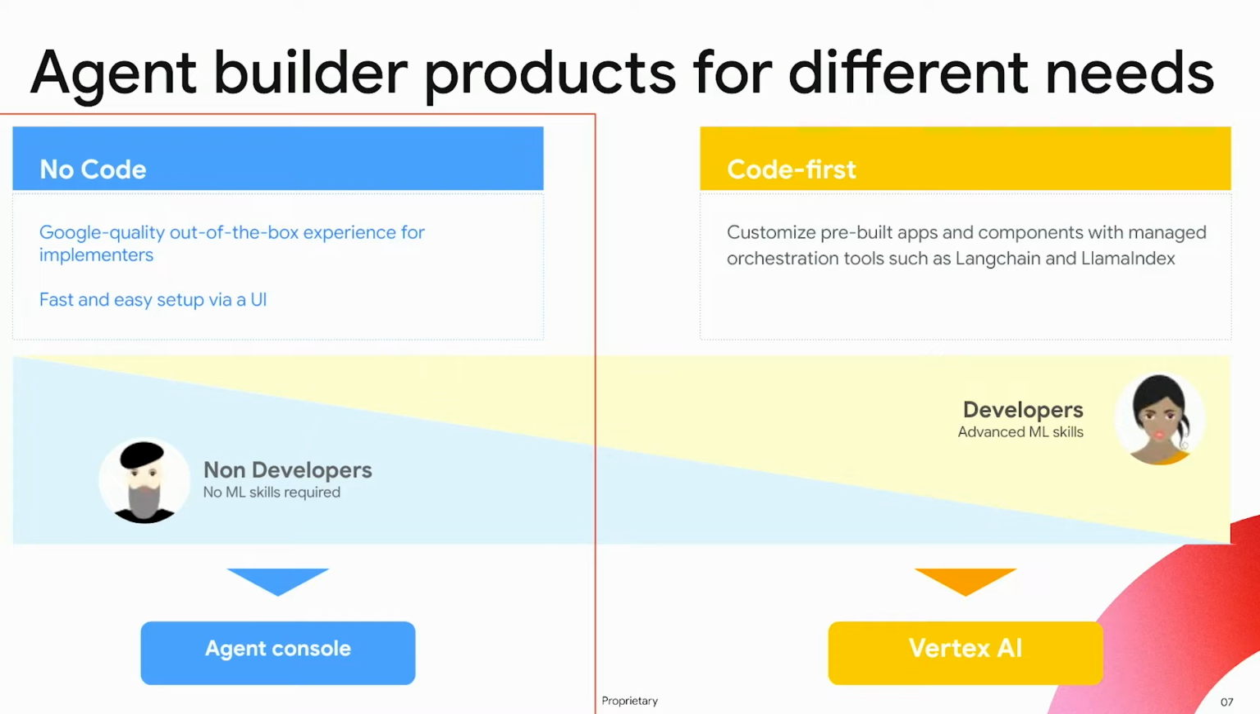We have agent builder products for different kinds of customers and users. We have a no-code agent console that I'm going to show later on in a demo. But we also have a code-first stack, where you can use some of the pre-built components and applications, and use a managed LangChain orchestration framework to customize and build your own agents as well. So both options are available to you.